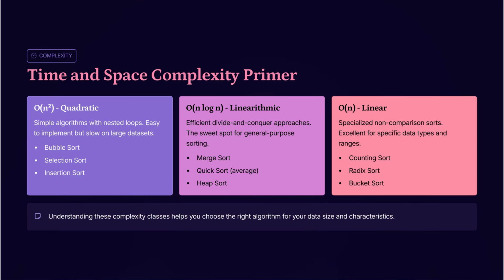Quadratic complexity, O(n²), includes simple algorithms like bubble sort, which are easy to implement but inefficient for large datasets. Linearithmic complexity, O(n log n), features efficient divide and conquer methods like merge sort. Linear complexity, O(n), is ideal for specialized non-comparison sorts like counting sort, optimizing specific data types.